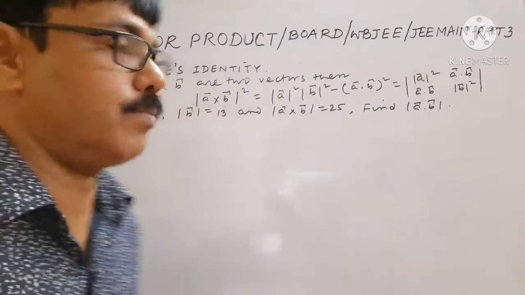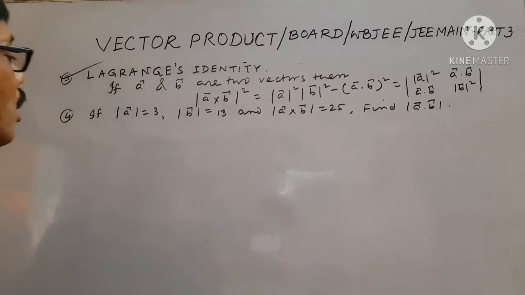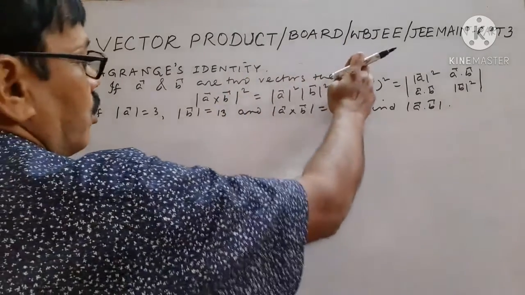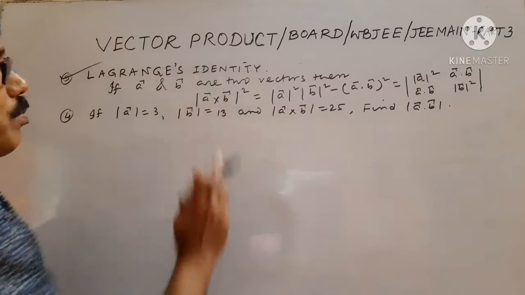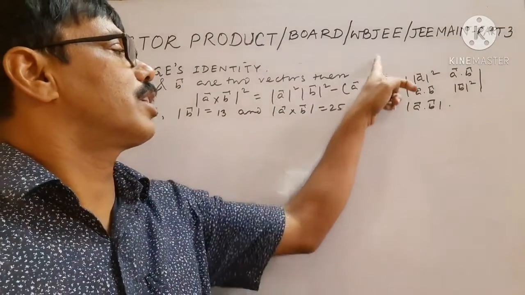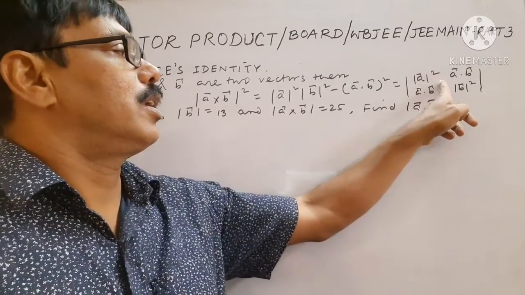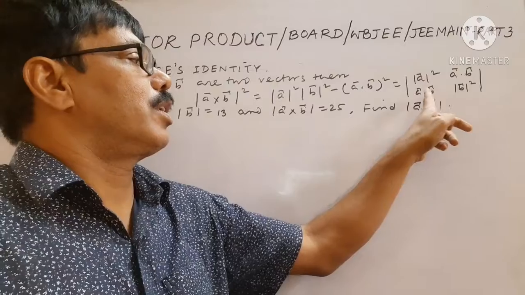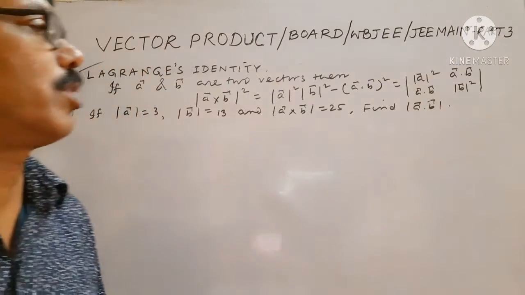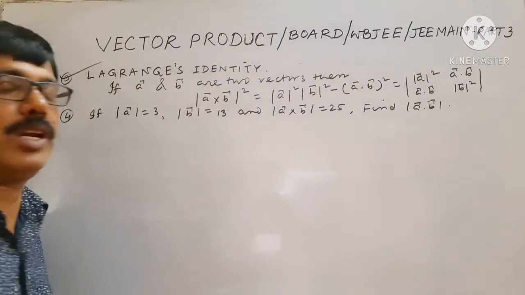Now two more problems. Lagrange identity. If A and B are any two vectors, then mod A cross B whole square equals mod A square mod B square minus A dot B whole square, which equals this determinant: mod A square, A dot B, A dot B, mod B square. So they are equivalent. Form is only different.